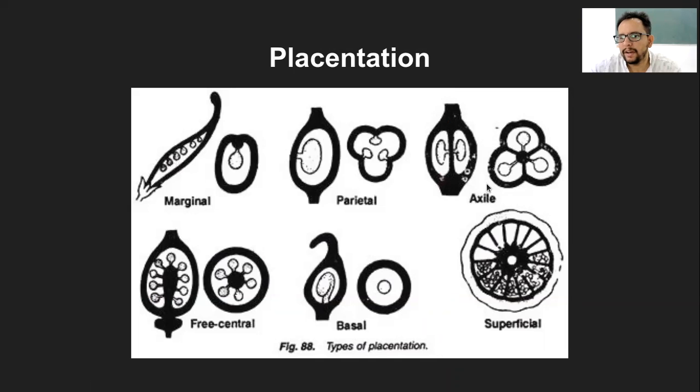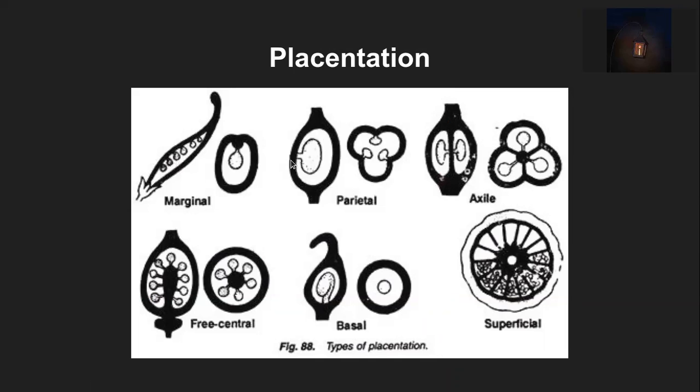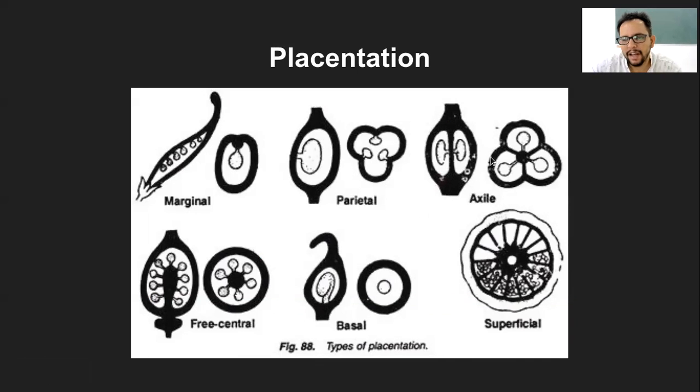I guess who asked it? Anadya. Yes, so that is the difference there. So this is free central and then axile. And basal, we all know where the base of the flower is, where it is attached to the plant. That is usually the base. And if the ovule is attached to that particular side, that will look like the basal placentation.